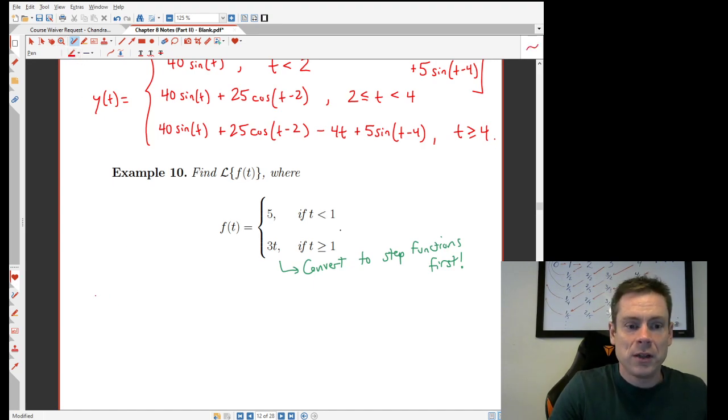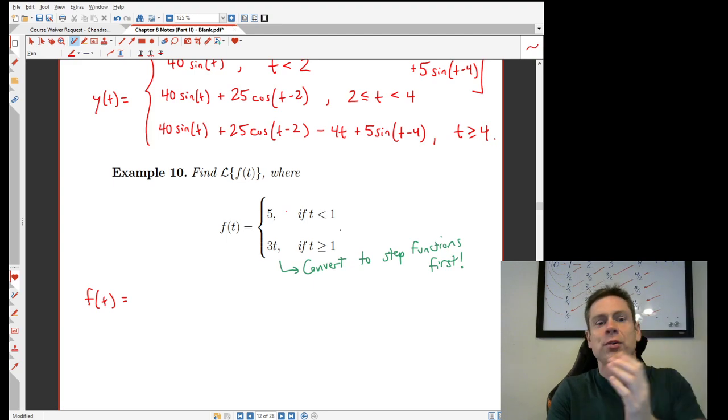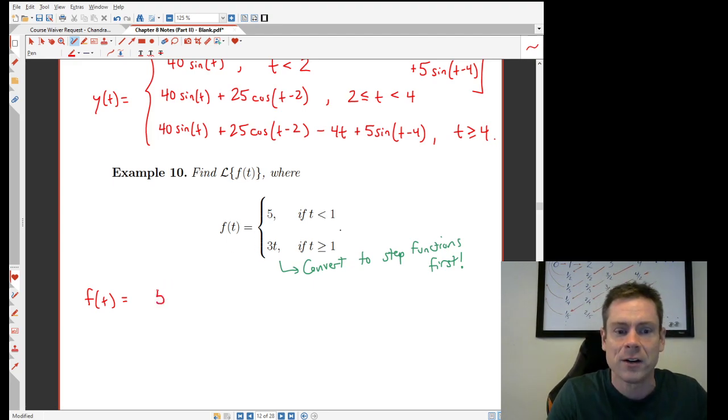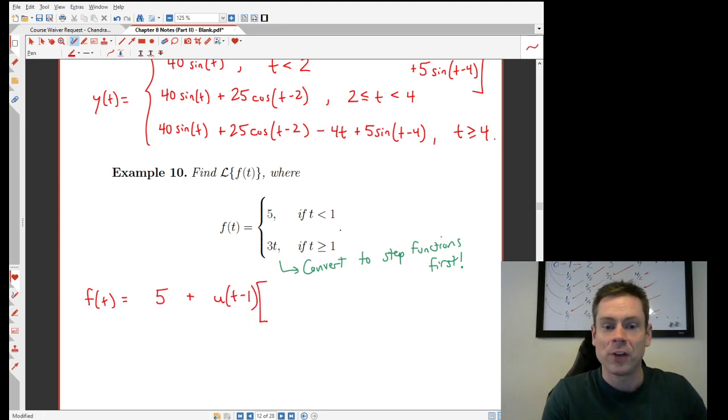So we have here that f of t equals, using the same sort of idea, changing from piecewise to step functions. So I have to think of how that works. It's 5 to start. And then at t equals 1, something changes. So at t equals 1, I want something to turn on and I want something to turn off. The thing I want to turn on is 3t. The thing I want to turn off is the 5.